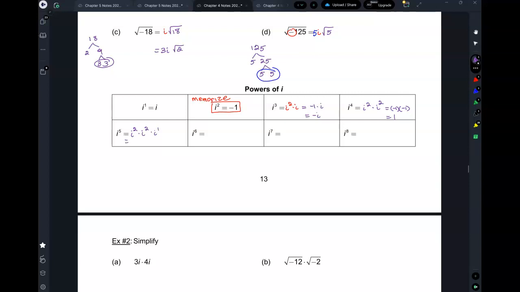So i squared is -1. i squared is -1 times i. How much is that? Negative or positive? Positive i.